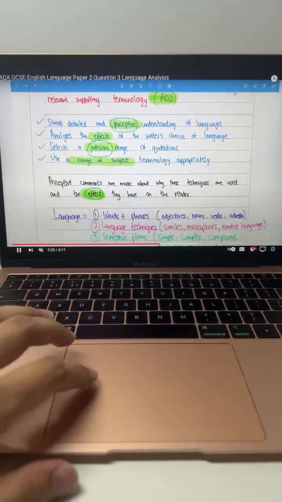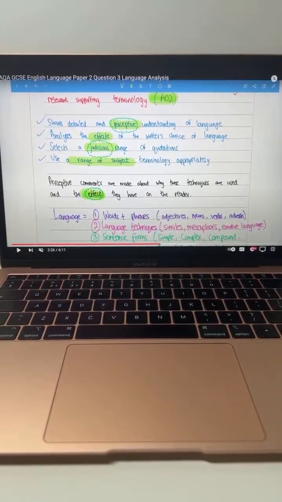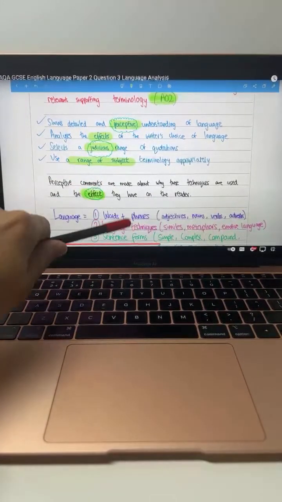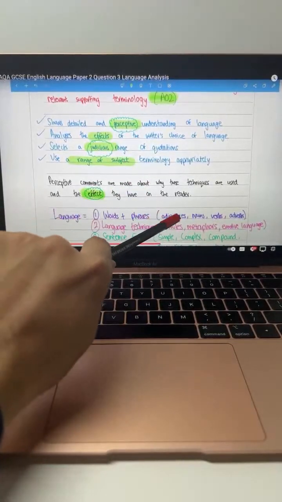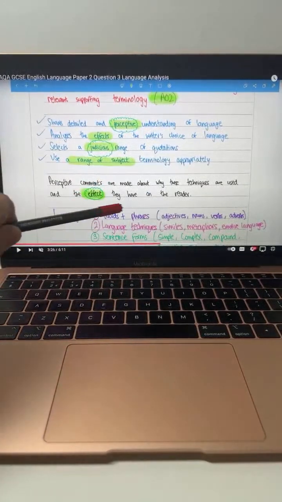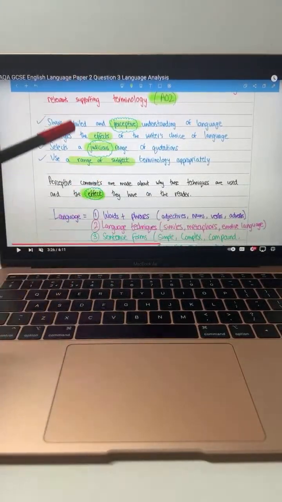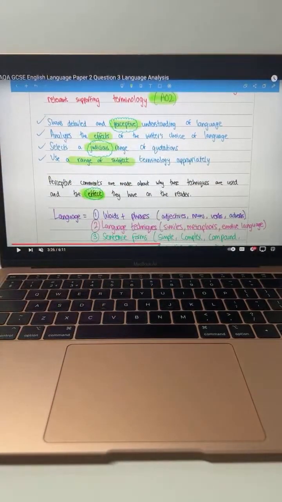So for language, I always break it down into these three areas. Number one is words and phrases. So you could be looking at the adjectives, the nouns, the verbs, and the adverbs. Number two, language techniques. It includes things like a simile, metaphor, emotive language. Okay, you'll always find them in your insert, even on Monday.